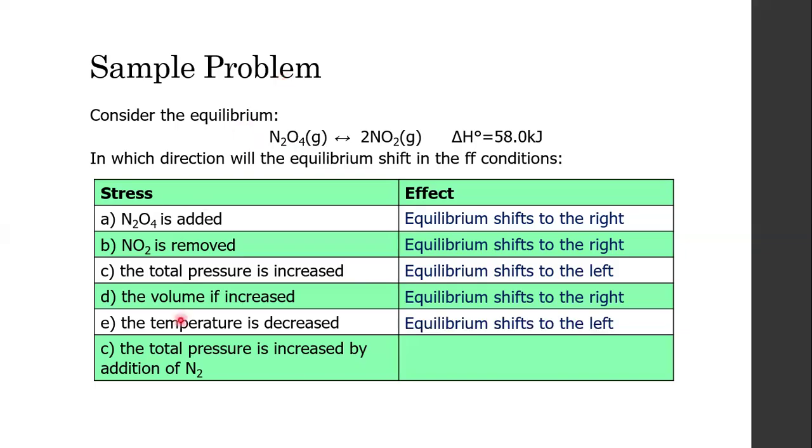And then lastly, letter F, what if we change the total pressure, we increase it by the addition of N2? Now N2 is not a chemical component in this reaction, so N2 is an inert gas in this case, and inert gases do not shift the equilibrium position. I hope that helps.